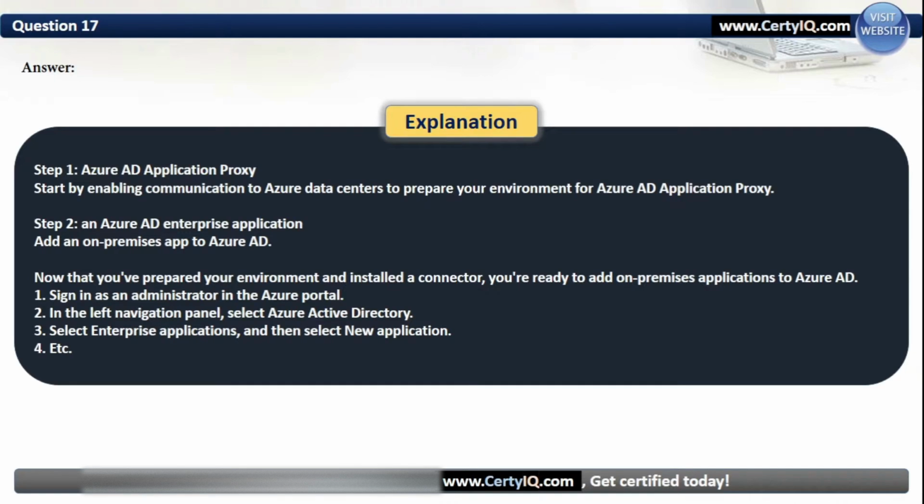Now that you have prepared your environment and installed the connector, you are ready to add on-premises applications to Azure AD. Sign in as an administrator in the Azure portal. In the left navigation panel, select Azure AD. Select Enterprise Applications and then select New Application.